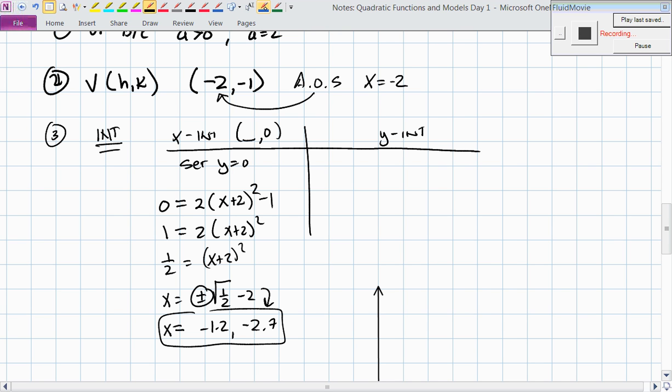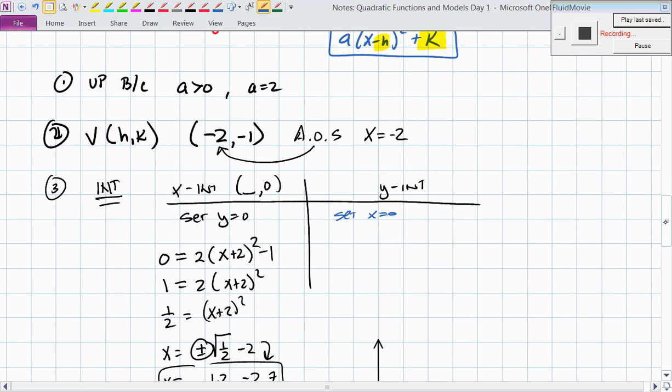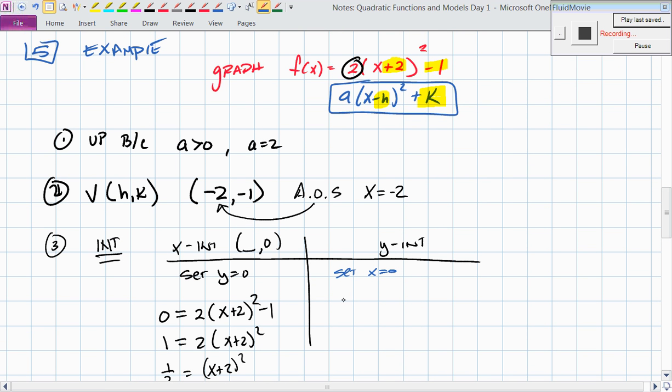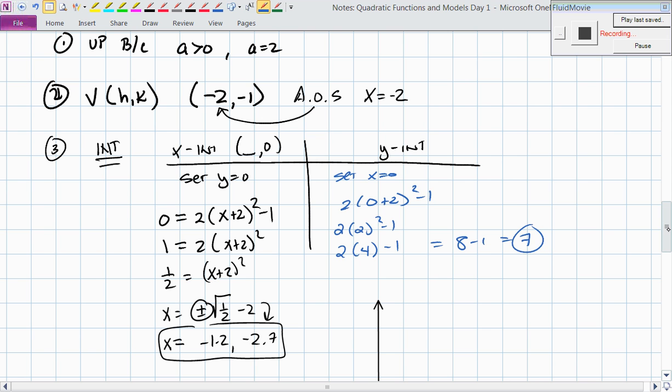All right, so to get the y-intercept, remember we always set x equal to 0. So if I set x equal to 0 in this case, what was my thing again? Oh, yeah. So I'm going to have 2 times 0 plus 2 squared minus 1. What's just 2 times 2 squared minus 1? That's just 2 times 4 minus 1. That's just 8 minus 1. That's just 7. Good, so now I know the y-intercept is at 7. All right, I have all the information that I need.